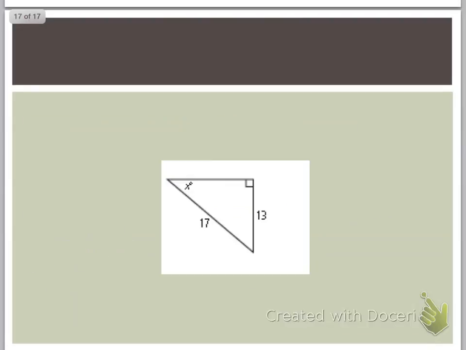Okay, my last one, we're finding the angle again. Okay, so I got my hypotenuse and my opposite. Okay, so we're going to be talking about sine because we have opposite over hypotenuse. So I have sine of my angle measure, which is x, represents my opposite over my hypotenuse. So to get rid of sine, you have to do the inverse sine to get x by itself. So I type in second sine, so I get my inverse sine, 13 divided by 17. So my angle measure is 49.9 degrees.